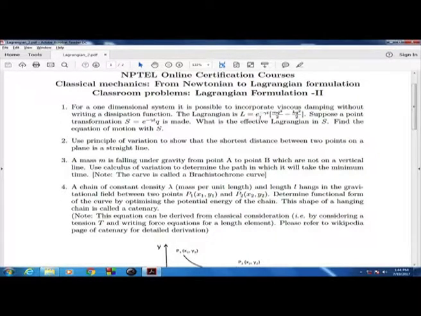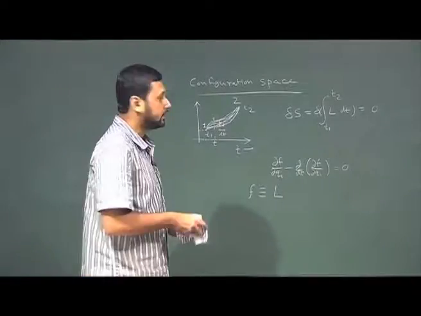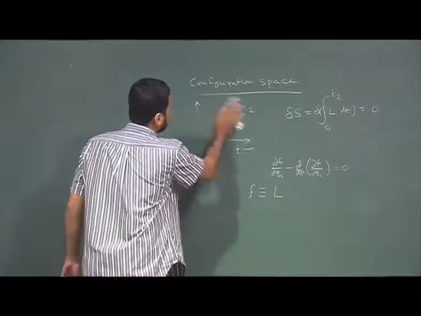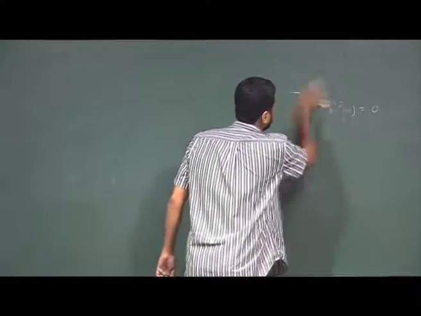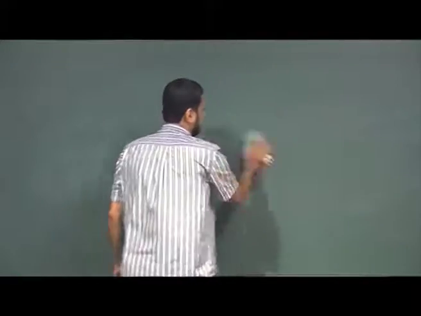The Lagrangian is L, and what we do is we just add an e to the power minus gamma t term with the Lagrangian, and this will take care of the damping. Now, we suppose there is a point transformation S is equal to e to the power minus gamma t of q. What is the effective Lagrangian in S, and we also have to find out the equation of motion. Okay, we will come back to this very soon, but let us start with this simple problem.